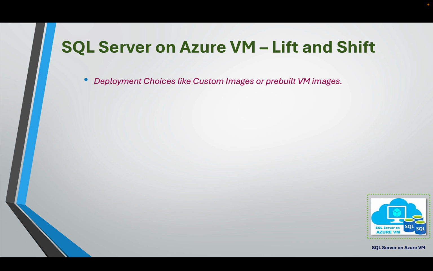So in this particular category, we have many deployment choices like custom images for the VM or pre-built VM images. We can create our own VM images and then load them onto Azure and spin those VMs up. It's purely lift and shift, with Azure Migrate as one of the tools or one of the options you could use. Edition and license flexibility is there. In fact, Microsoft provides features like bring your own license, where the hybrid licensing model can give you flexibility for running SQL Server on Azure VM.